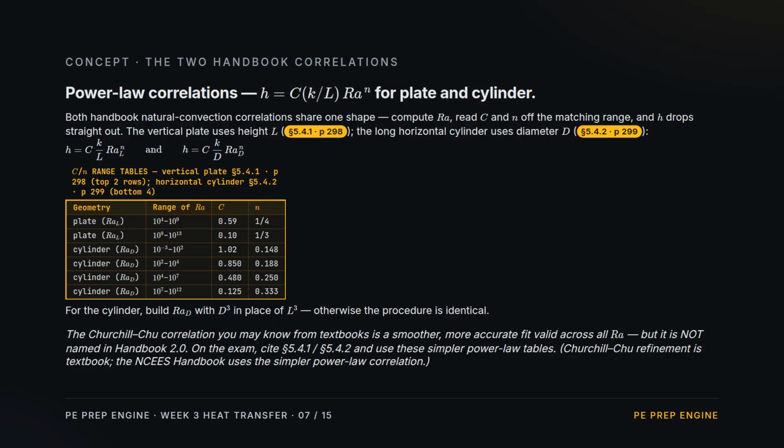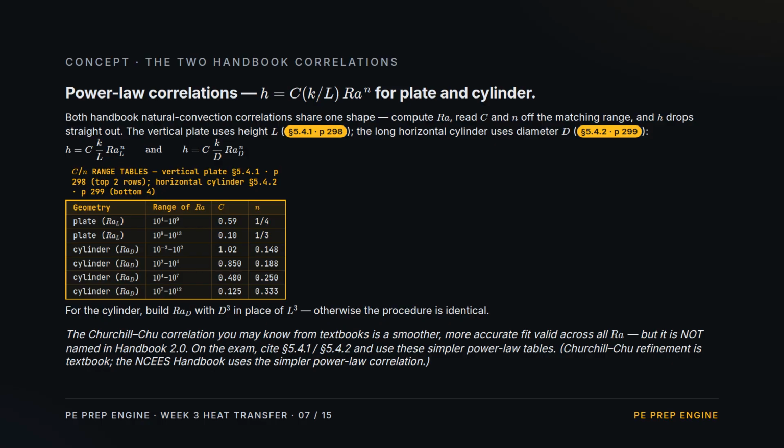Both Handbook correlations share one shape. Compute Rayleigh, read C and N off the matching range, and H drops straight out. The vertical plate uses height L. H equals C times k over L times Rayleigh L to the N, with a 2-row table splitting laminar from turbulent. The horizontal cylinder, a bare steam pipe, a heated rod, uses diameter D with a 4-row table. Build Rayleigh D with D cubed in place of L cubed.